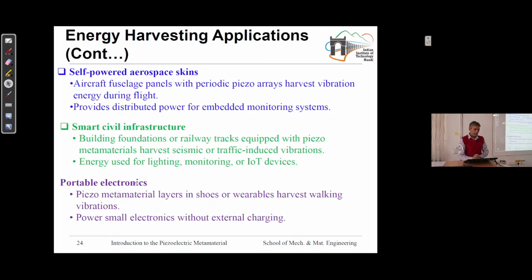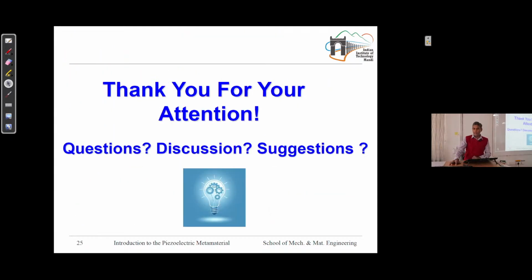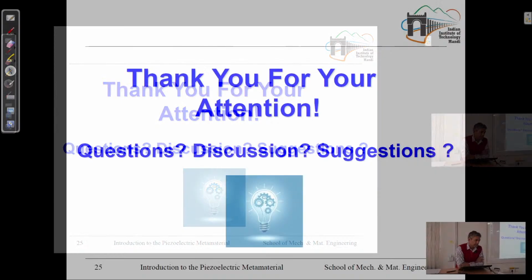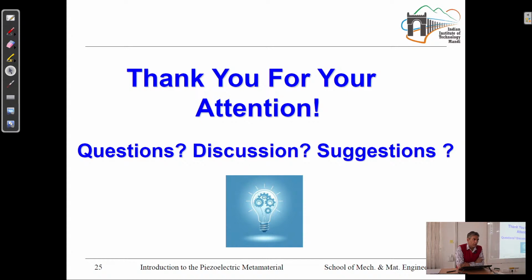And of course portable electronics: we can have piezo metamaterial layers in shoes or wearables that harvest walking vibrations, and that can be used for powering small electronic devices. So there are many applications for this. As we saw earlier, piezoelectric materials have low output. Piezoelectric metamaterials can overcome this, right? It is a matter of how you design them, and they will work accordingly.